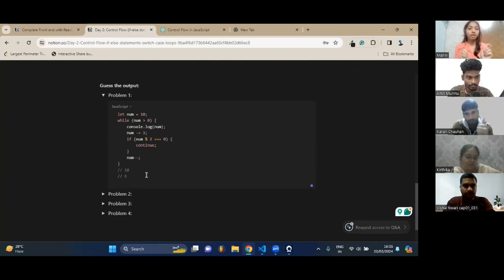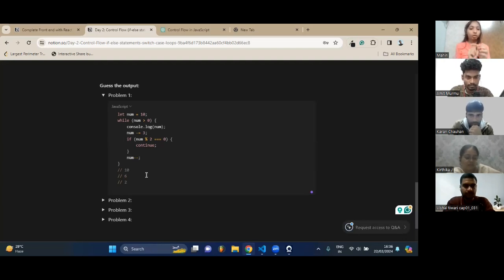And also num 3 is not divisible by 2. So it will skip that part again, and again it goes to num minus minus. So now it's 3, 3 minus 1 is 2. Now it goes to num 2 greater than 0. It will print 2 in the console, since num is 2.